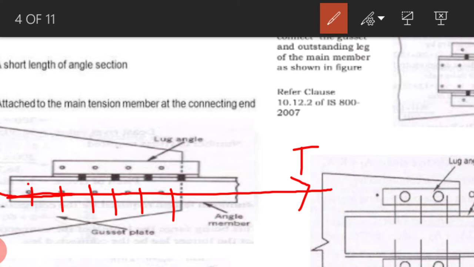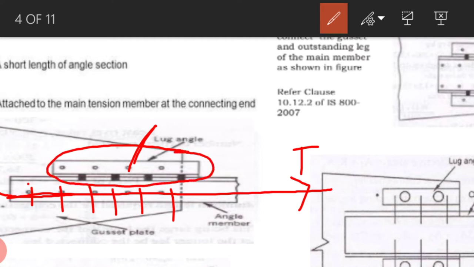And as an alternative to this, just to avoid making the length of the joint large, an additional angle is used. This additional angle is used along with the tension member to reduce the length of the joint, and consequently the size of the gusset plate. Such an angle is called a lug angle. So basically the function of a lug angle is just to reduce the length of the joint.